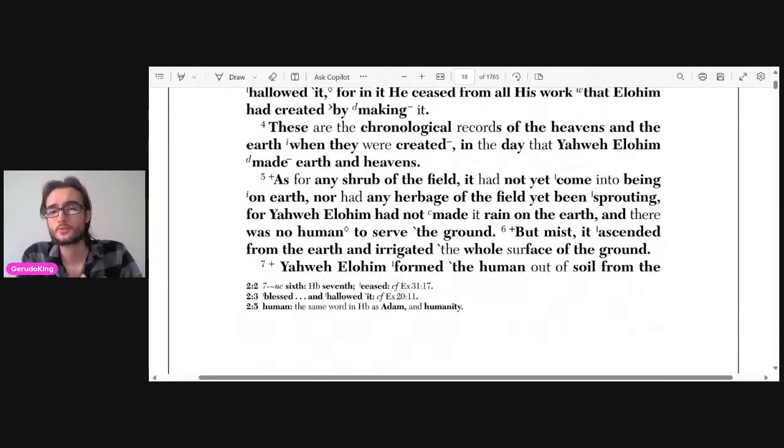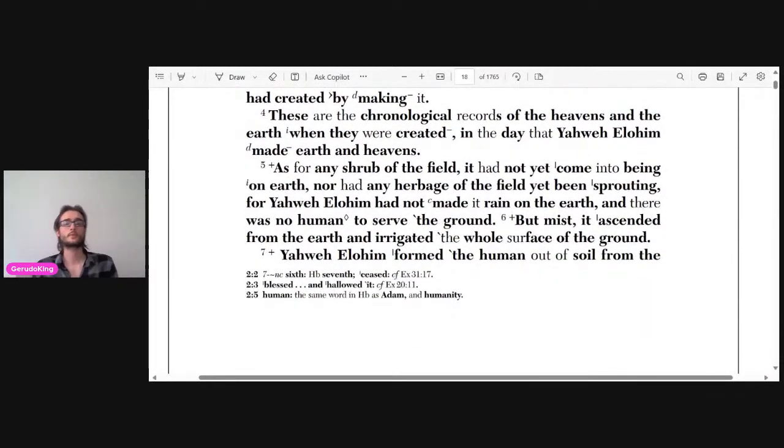These are the chronological records of the heavens and the earth when they were created, in the day that Yahweh Elohim made earth and heavens. As for any shrub of the field, it had not yet come into being on earth, nor had any herbage of the field yet been sprouting, for Yahweh Elohim had not made it rain on the earth, and there was no human to serve the ground. But mist, it ascended from the earth and irrigated the whole surface of the ground.